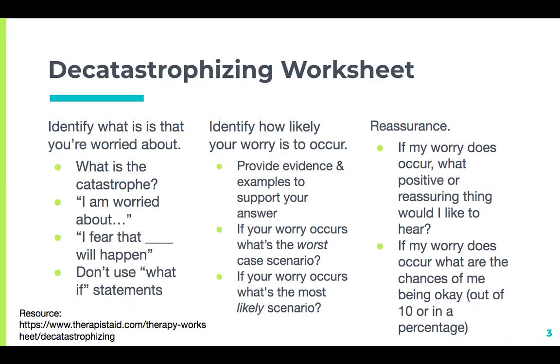The first section is identify what it is that you're worried about. So what is the catastrophe? And I did put a couple prompts that you could use. So I am worried about, and write down what your worry is. I fear that blank will happen. And again, in that blank, you want to write whatever the catastrophe that you fear is going to happen.